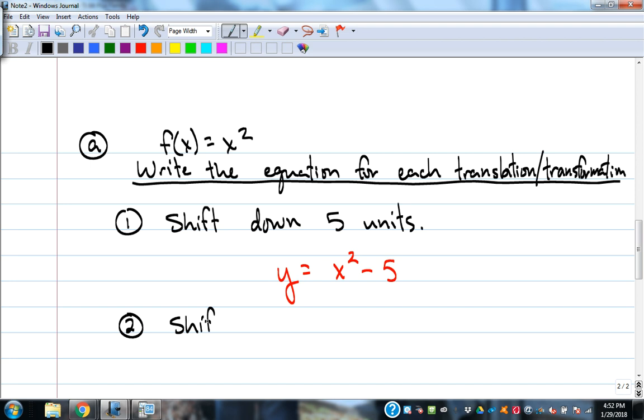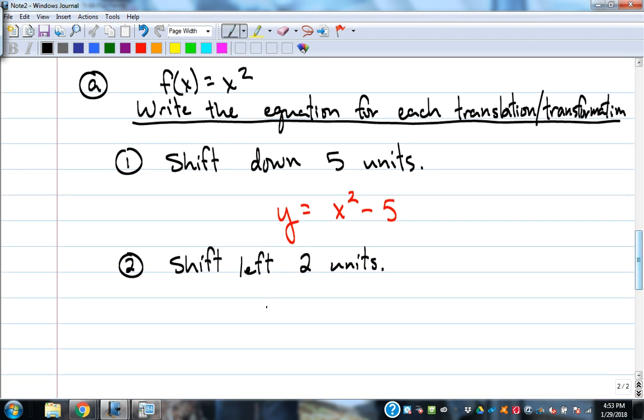Back to the original, and it's like a separate problem. Shifting that original f of x equals x squared, we're going to shift it left 2 units. So left is a horizontal shift. So horizontal shifts happen on the inside. So I know I've got to have some parentheses, the squared on the outside, x plus 2 on the inside. Good job. If we're going left, it's a plus. If we're going right, it's a minus.